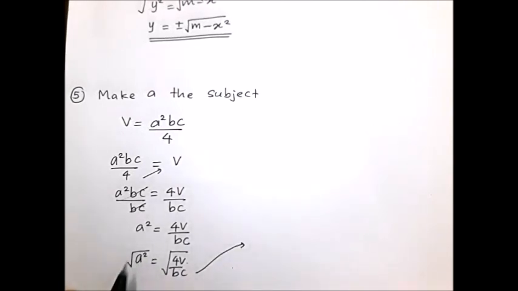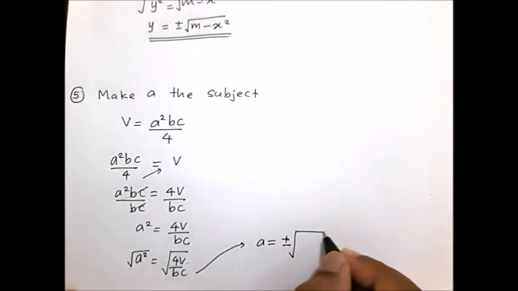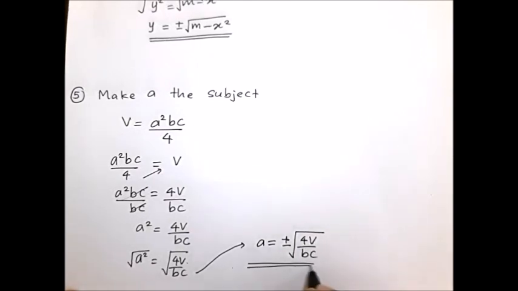Here squared and square root cancel, only a remains. On the right hand side, plus or minus 4v divided by bc. This is the answer.